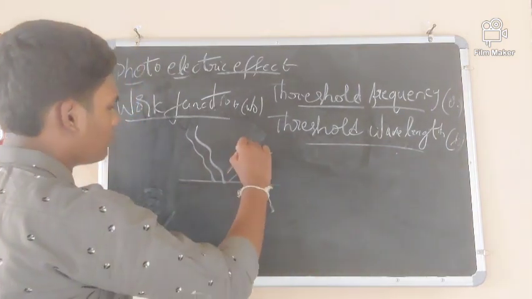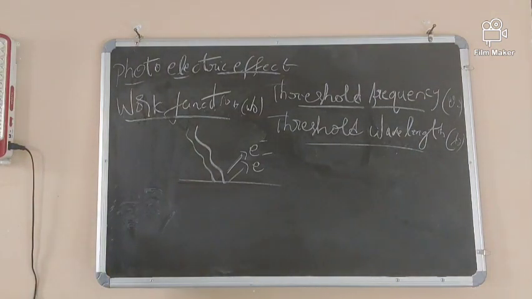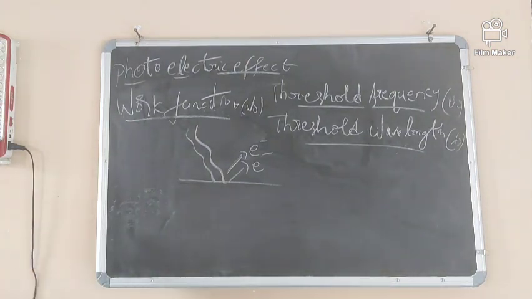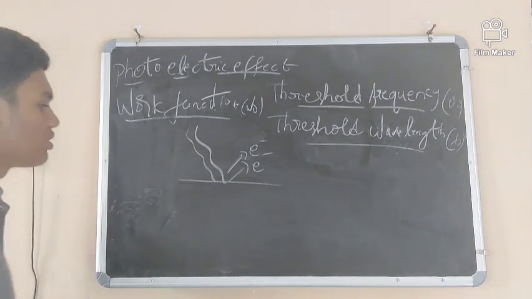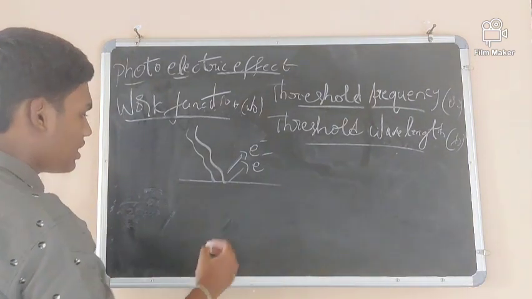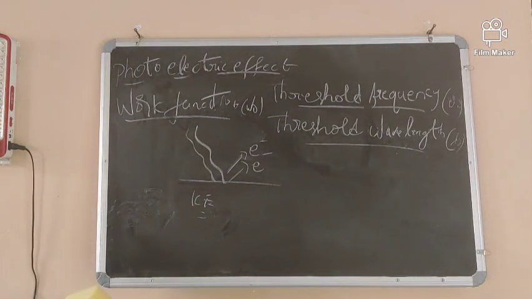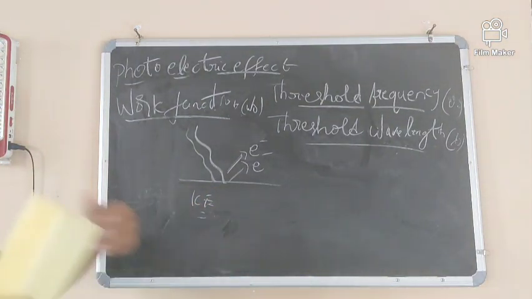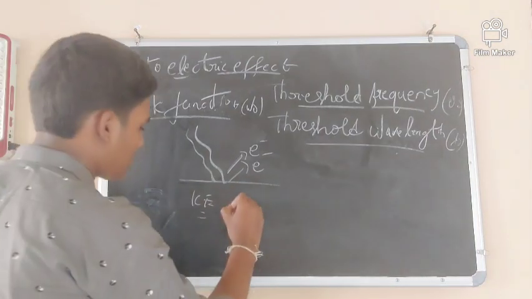What happens if the incident light has more energy than the required minimum energy? అంటే వర్క్ ఫంక్షన్ కంటే ఇన్సిడెంట్ లైట్ ఎనర్జీ ఎక్కువ అయితే ఆ రిమైనింగ్ ఎనర్జీకి ఏమవుతుంది అనేది చూద్దాం. The remaining energy is converted into kinetic energy. When the incident light has more energy than the work function, the remaining energy is converted into kinetic energy.